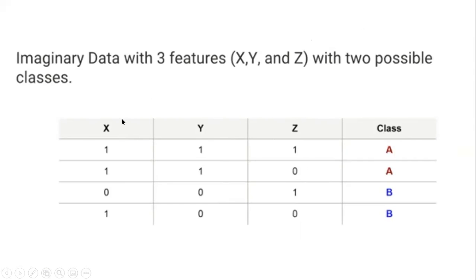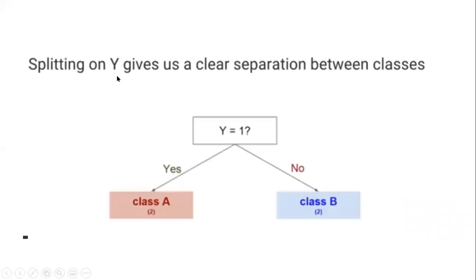If I start with X, then what can I say? If X is 1 and X is 0, there are 2 cases where we get class A. For this case 0, I'm getting class B, and for this 1, I'm getting class B. But for this Y column, if Y is 1, I am only getting A. If Y is 0, I'm getting B. So this particular feature is classifying the data accurately. Splitting on Y gives us a clear separation between the classes. If Y is equal to 1, then class A, else class B.